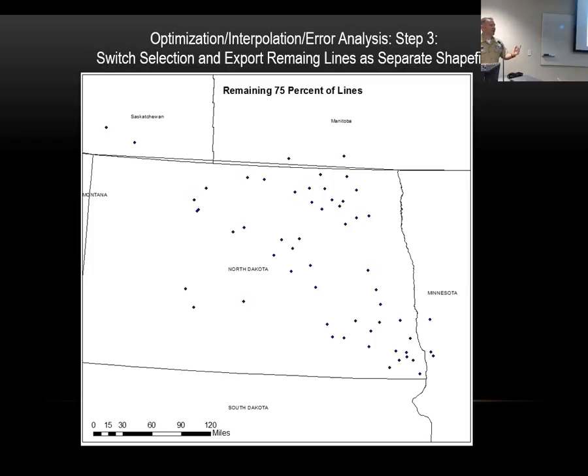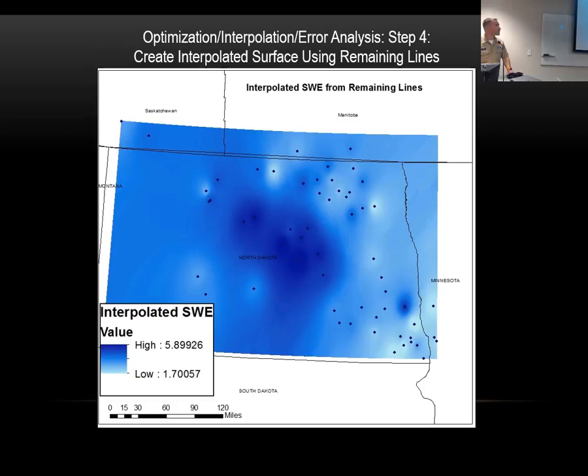So now I have a file of the remaining lines and a file of the lines that I wanted to remove. The next step was to create an interpolation based on the lines that were remaining. And this is how it looks. You can see that the range was from about 1.7 inches to about 5.9 inches.